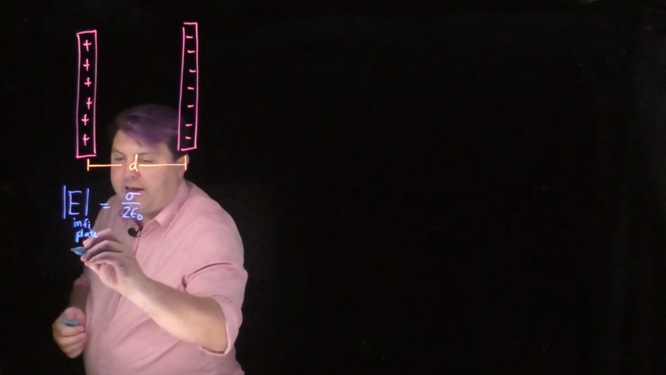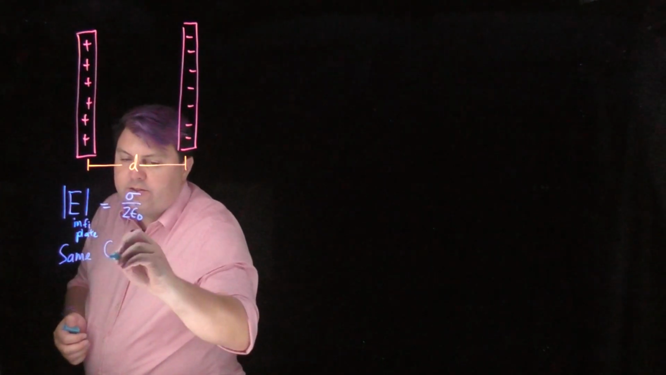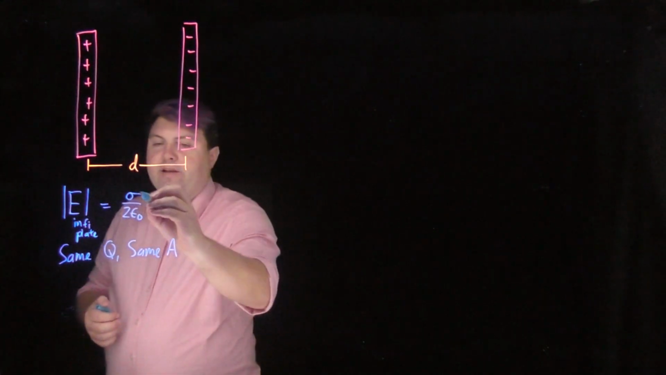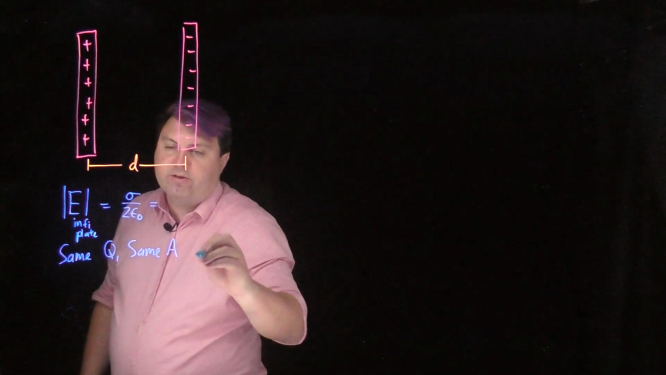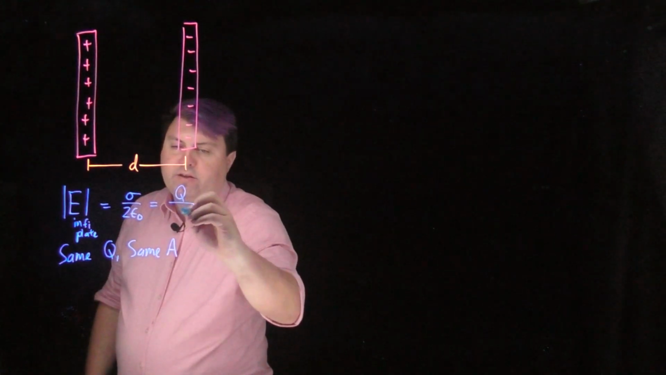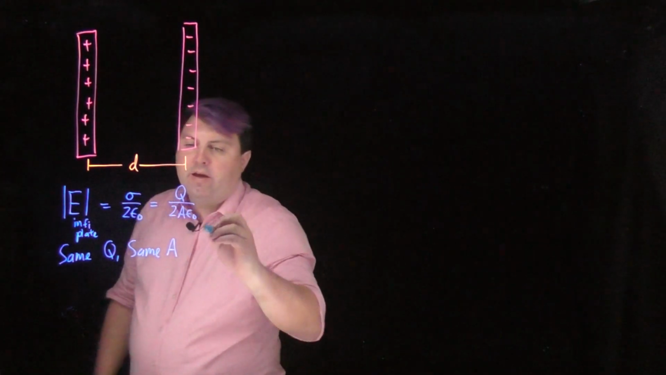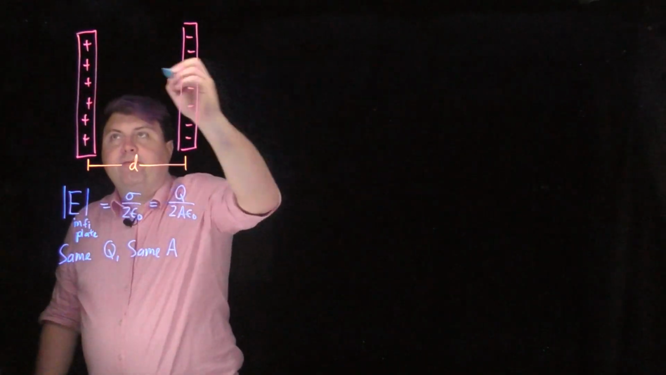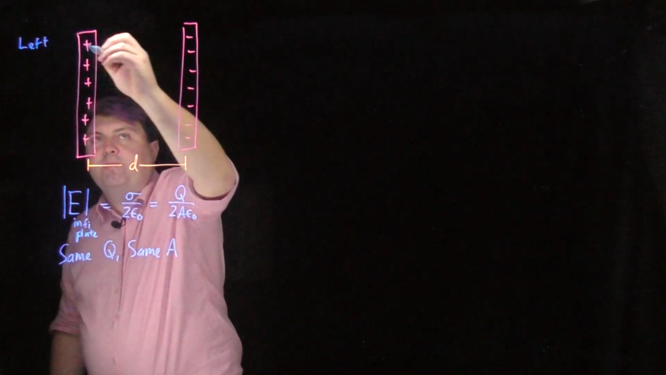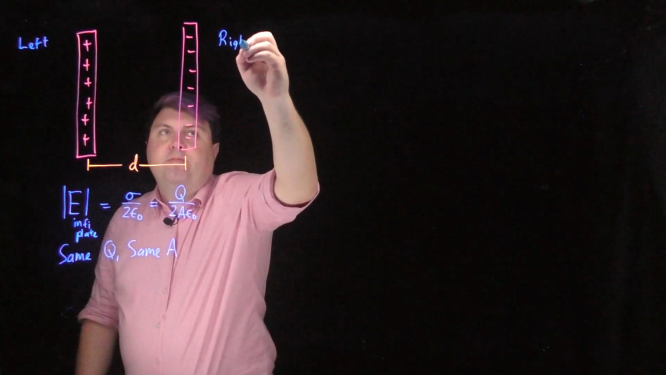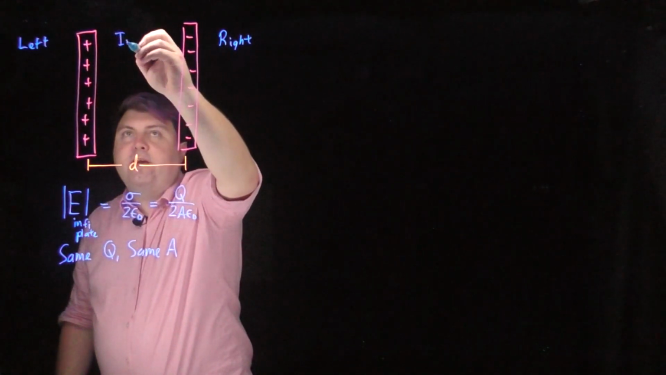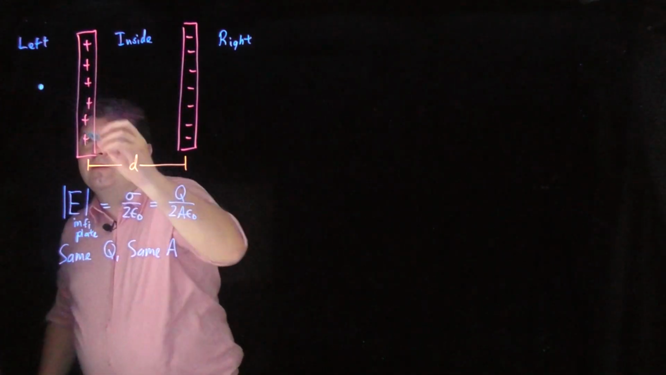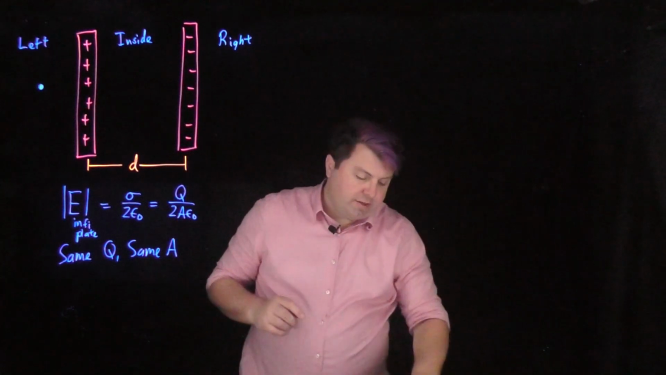We are going to say that they have the same charge and the same area. And since our charge density sigma is equal to charge over area, we can say this is Q over 2A epsilon naught. What we can do is look at three different regions: off to the left of both plates, off to the right of both plates, and inside both plates.